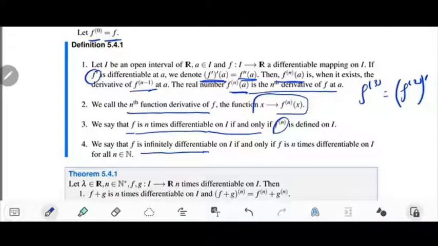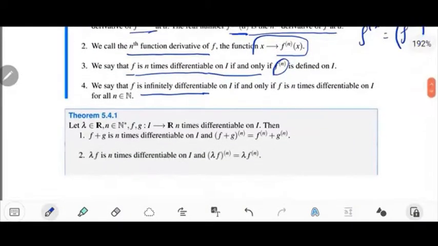Now we can prove results similar to the ones we got for the sum of functions and lambda times f, for higher order derivatives. So if you have a function that is written as the sum of two functions, and these two functions are n times differentiable, then the sum function is n times differentiable, and the nth derivative of f plus g is equal to the nth derivative of f plus the nth derivative of g. If also f is n times differentiable, then lambda f is n times differentiable, and the nth derivative of lambda f is equal to lambda times the nth derivative of f.